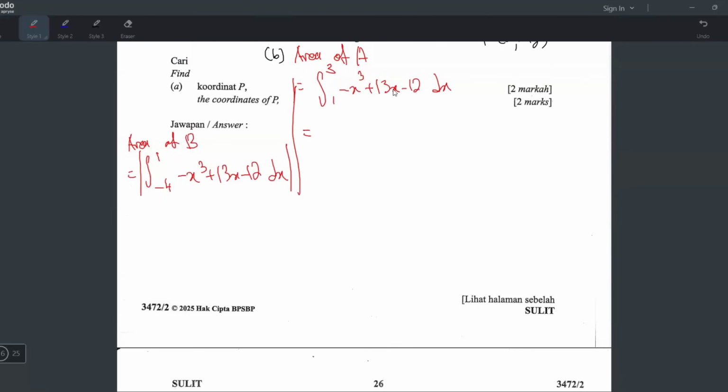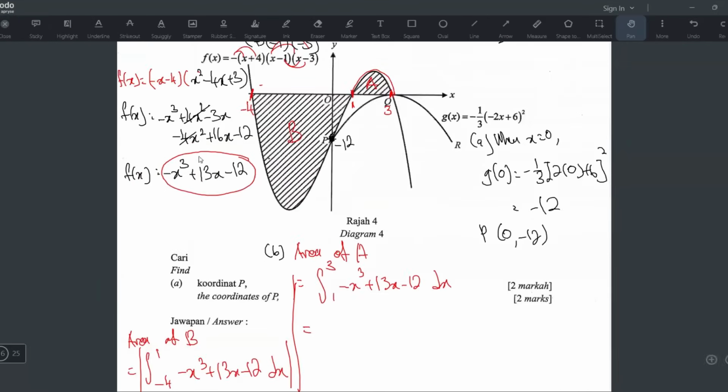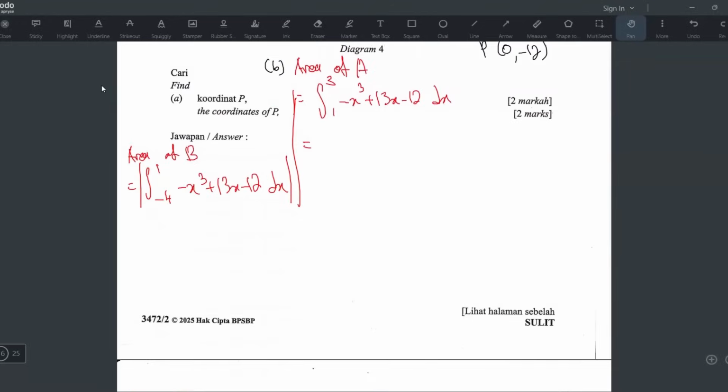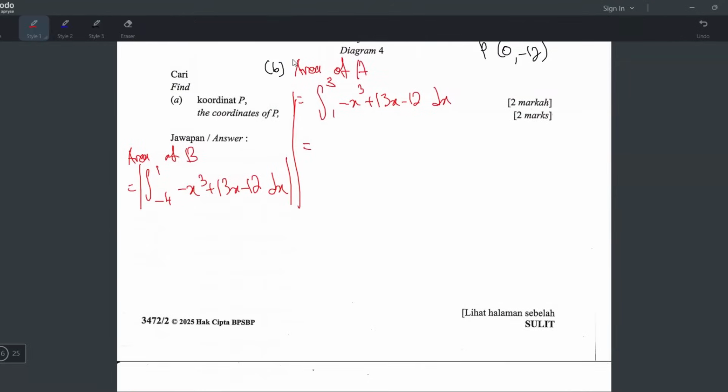So this one, because just now I already expanded, I don't have to do all the extra steps. After I expand it's easy already, I can straight away integrate. So when I integrate, we don't have to write this symbol anymore. Just write the big bracket, and when you integrate, the power has to plus 1. So 3 plus 1 is 4, and then divide by the power. Same thing, 13x, power plus 1 becomes power 2, and then divide by the power 2. When you integrate a number, you just put x. So integrating 12 gives 12x, and then close the bracket, and the 3 and 1 you write here.